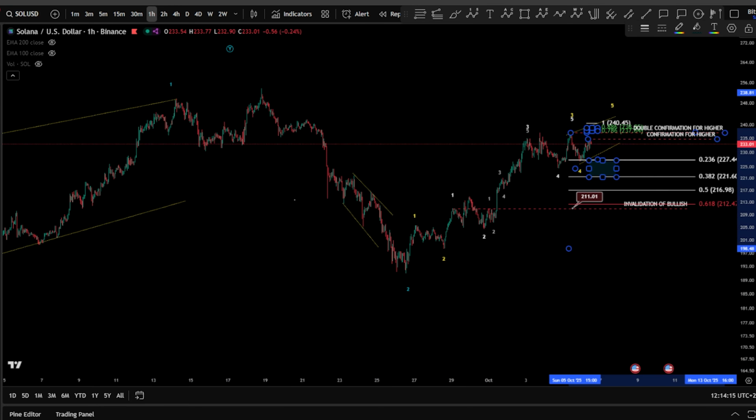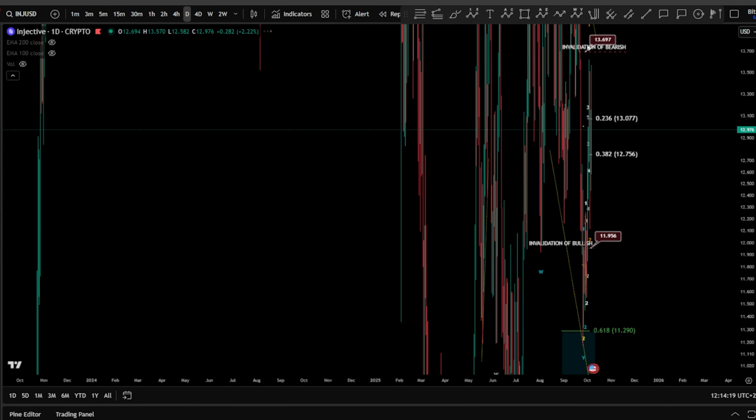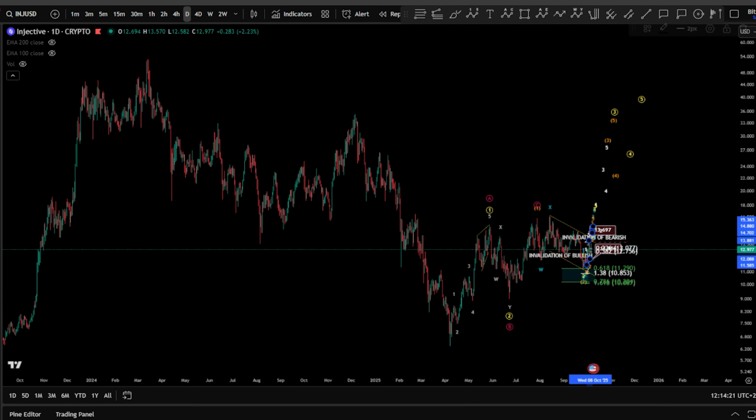Right, so that was it for Solana. Let's take a look at Injective, starting also on the daily for Injective.